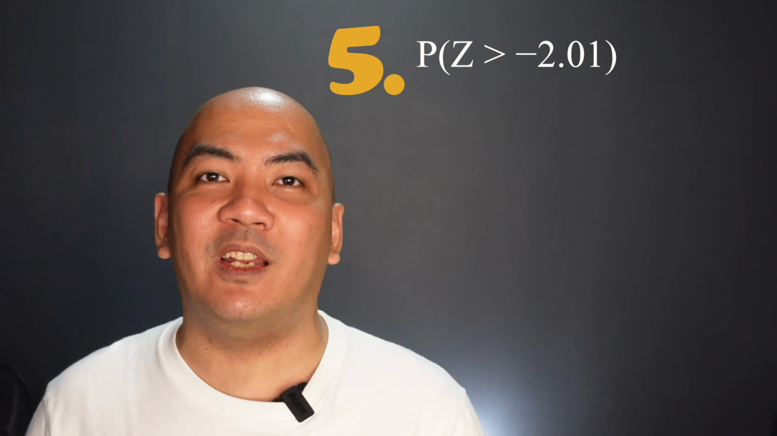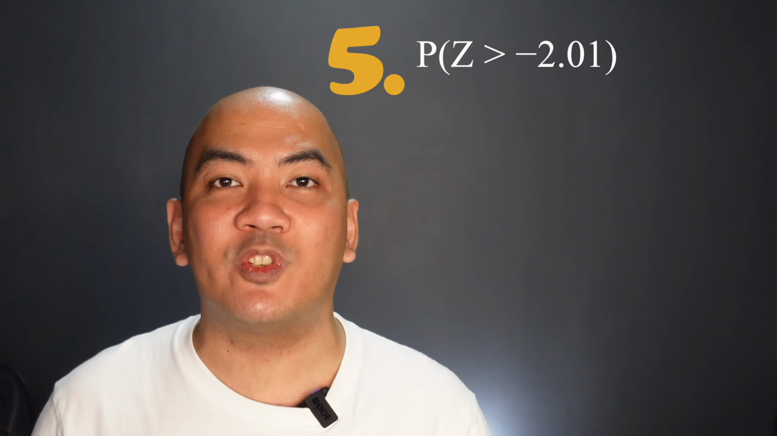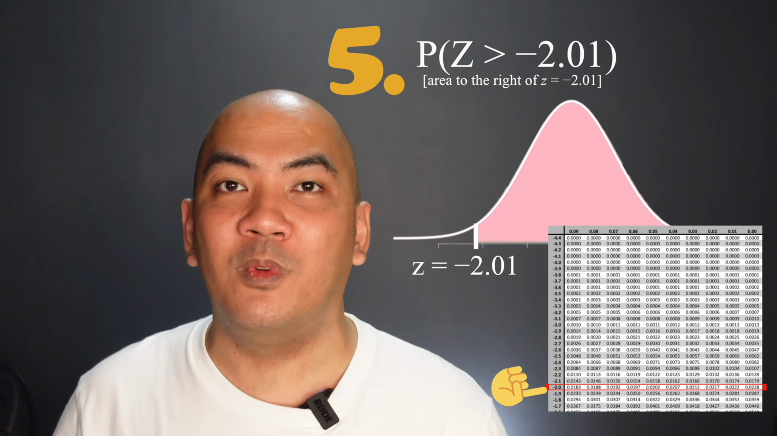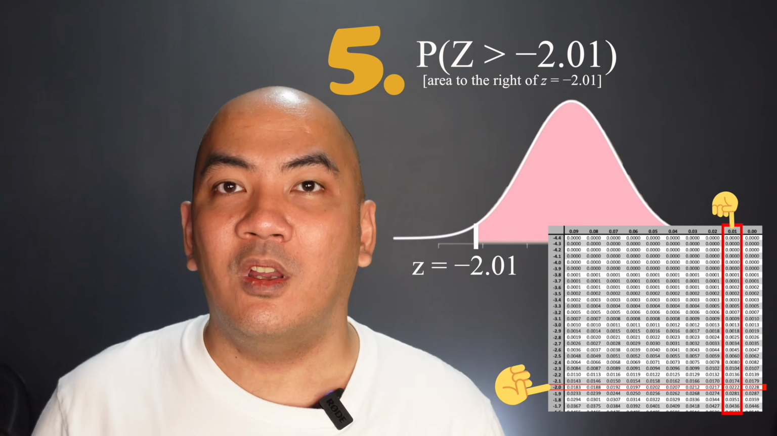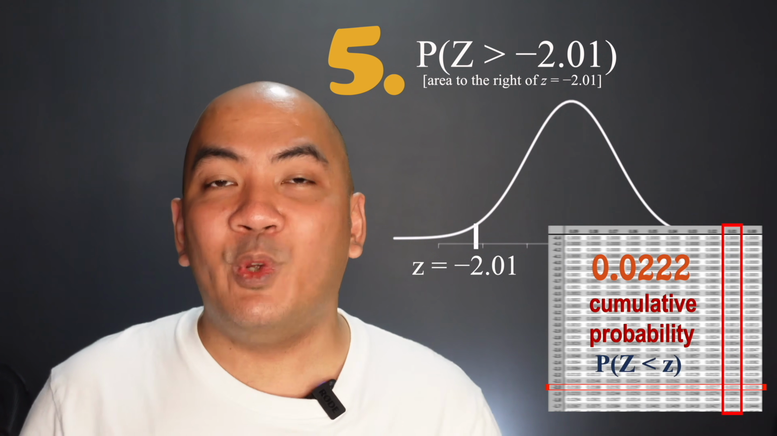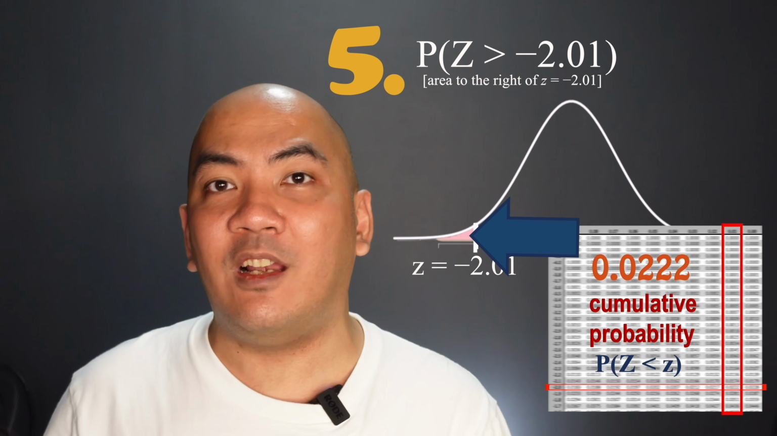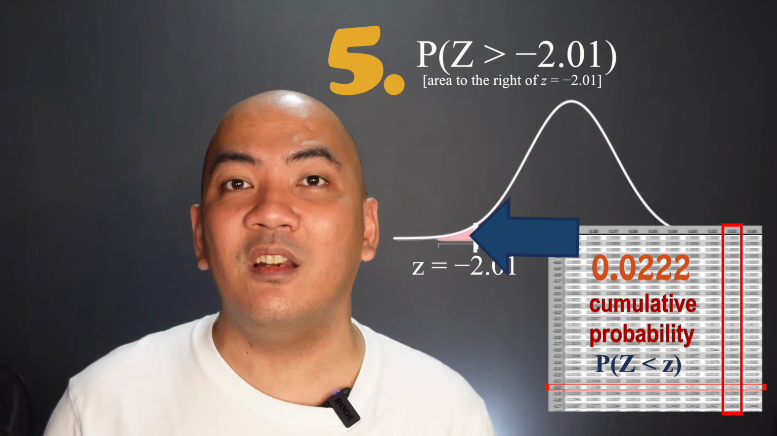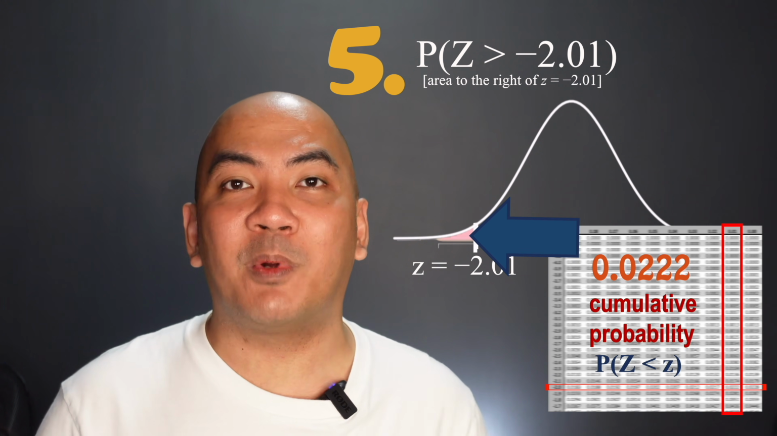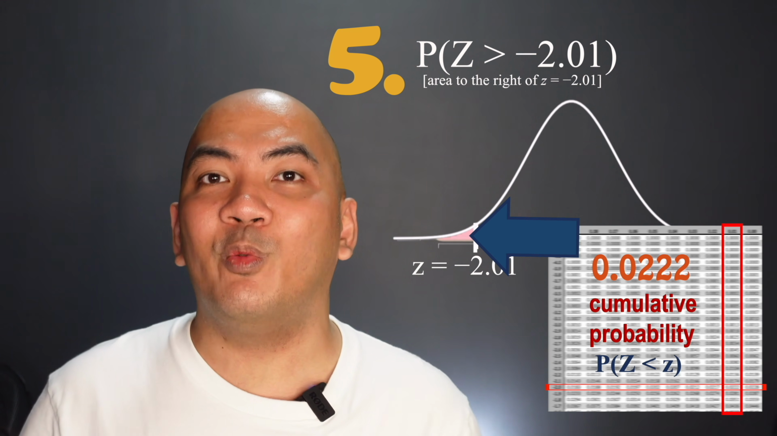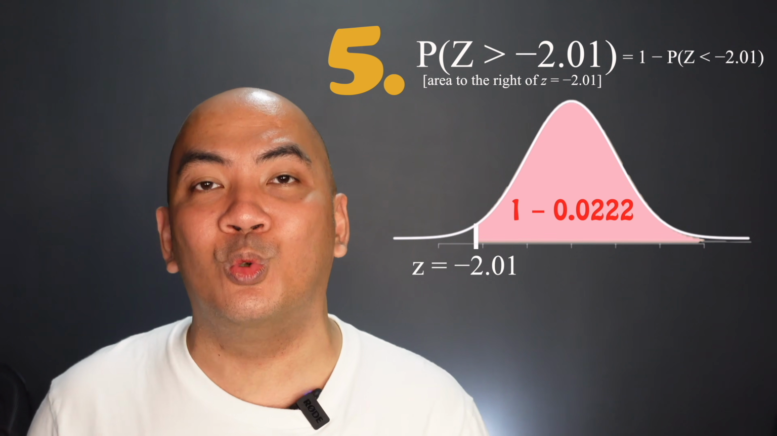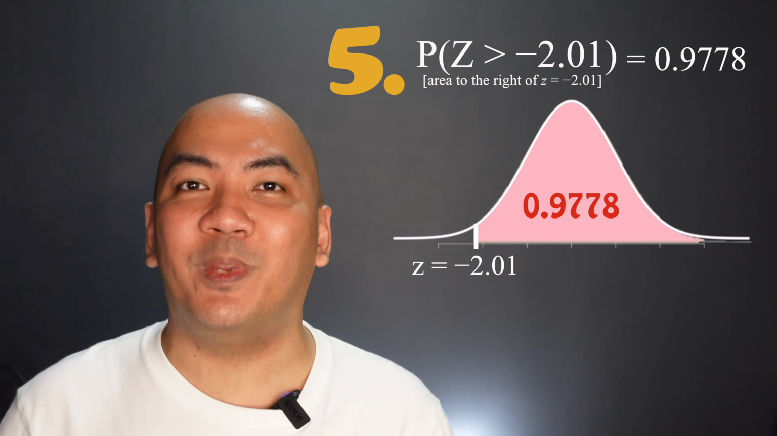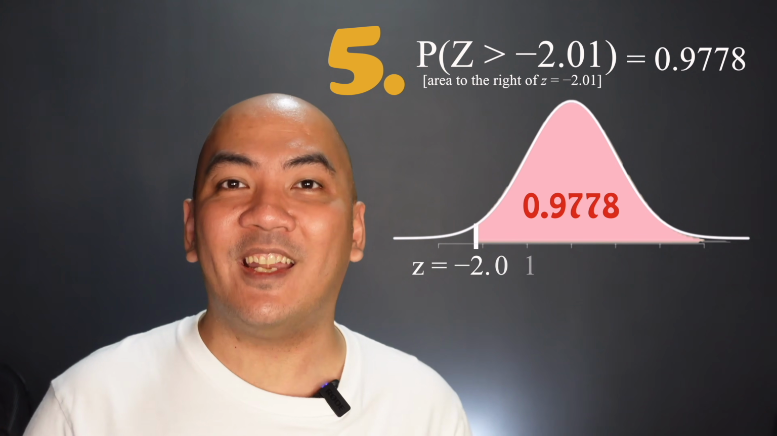Similarly, if we're trying to find the probability of z to be greater than negative 2.01, which is represented by the shaded region here, locating negative 2.0 on the leftmost column and 0.01 on the uppermost row gives us 0.0222, which happens to be the area from the left tail of the distribution. And since what we need is on the other side of z equals negative 2.01, and knowing that the total area in the normal probability distribution is 1.0, then all we have to do is to subtract 0.0222 from 1, and that gives us 0.9778. Thus, the probability of z to be greater than negative 2.01 is 0.9778.